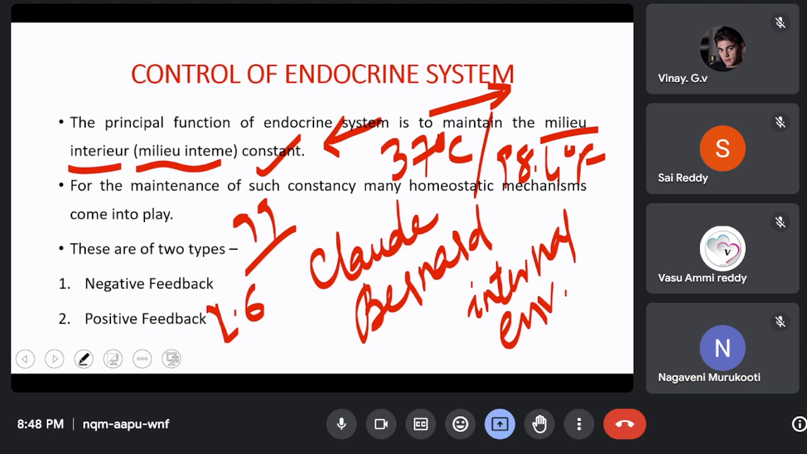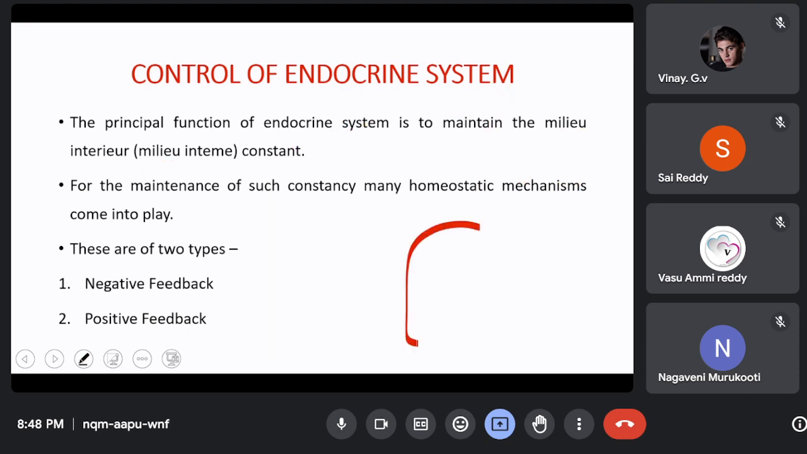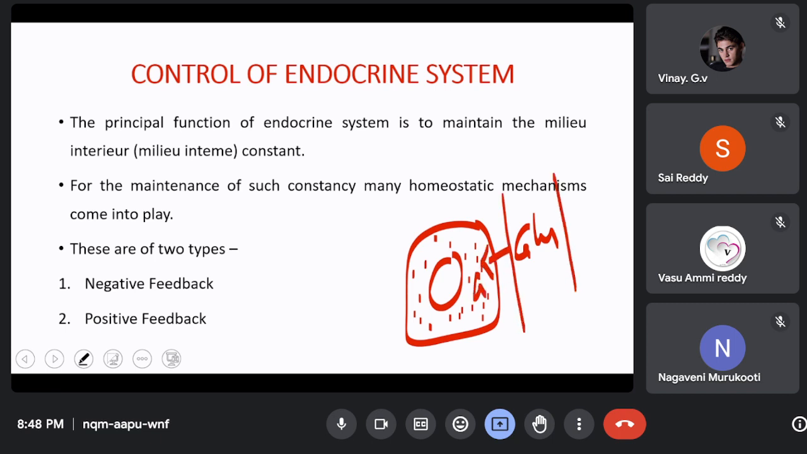And at the same time, the cell and its internal environment also have to be maintained constant, because the cell requires glucose every time. That means glucose has to be supplied through the blood. So the blood has to maintain 90 mg per 100 ml of glucose every second you live.